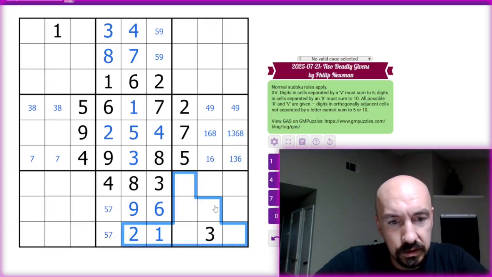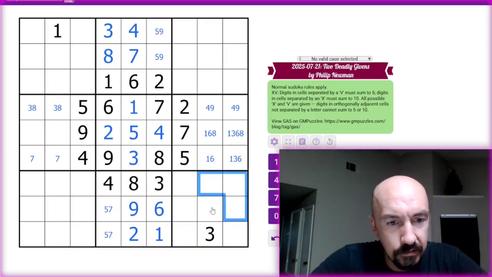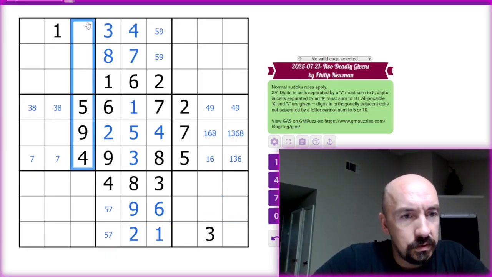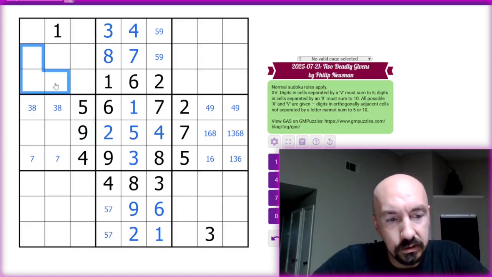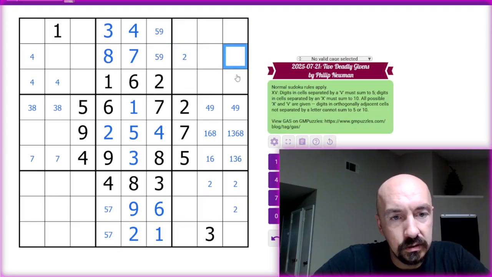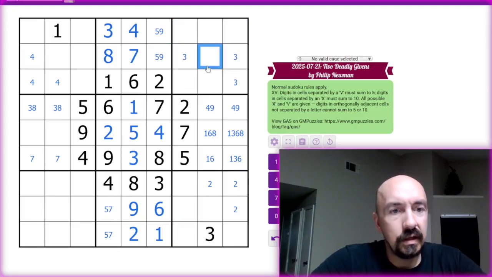2s. That can't be a 2. So 2s would be there. All right, 4s. Okay, 4, 4, and 4. All right, so 4s will go here. I am going to pencil mark the 2s just to get it going. And then, so threes. So threes are like that.